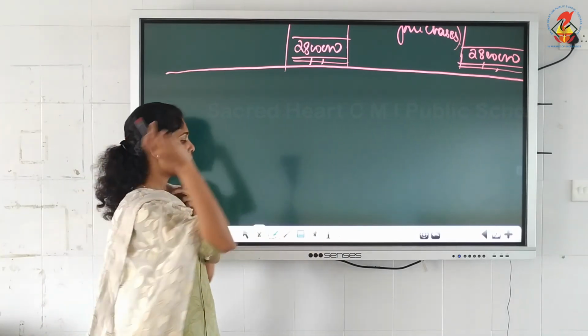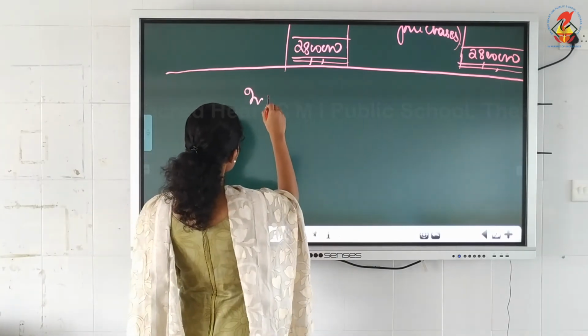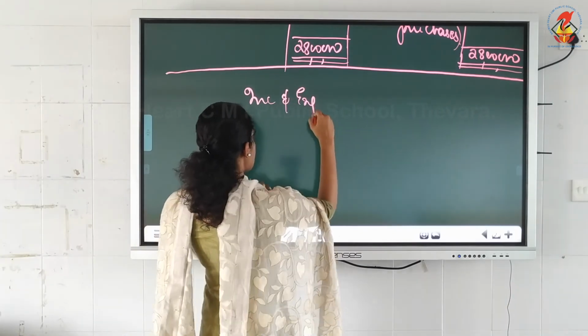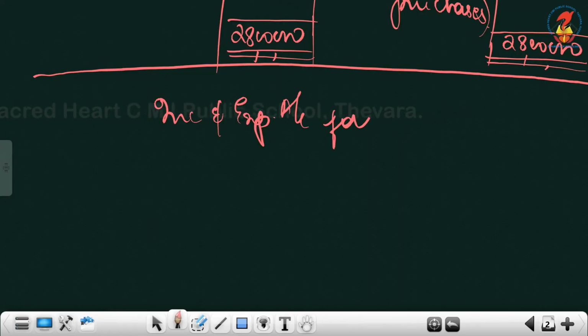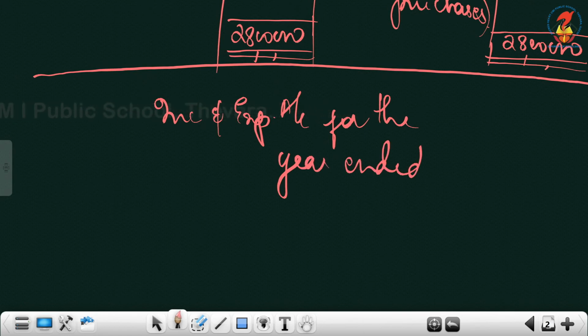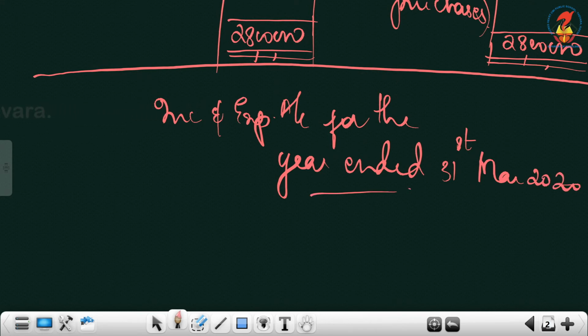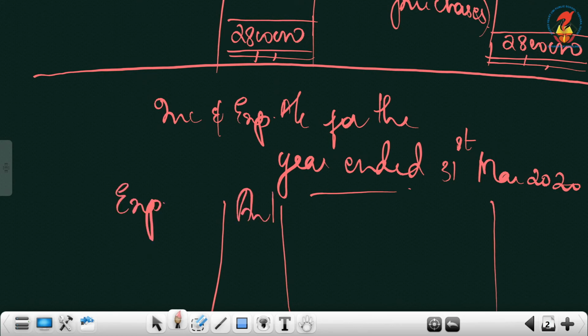At the same time, you have to show how these items would appear in the income and expenditure account. So give the heading: income and expenditure account for the year ended 31st March 2020. And draw the format, only a small format, just to show how these particular items will appear in this income and expenditure account.